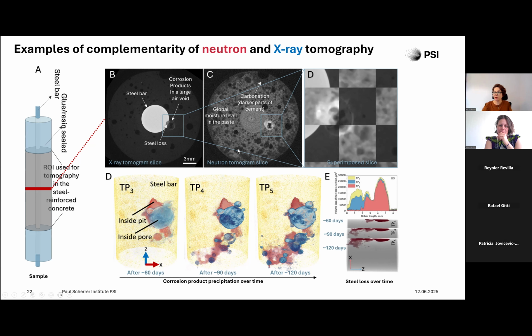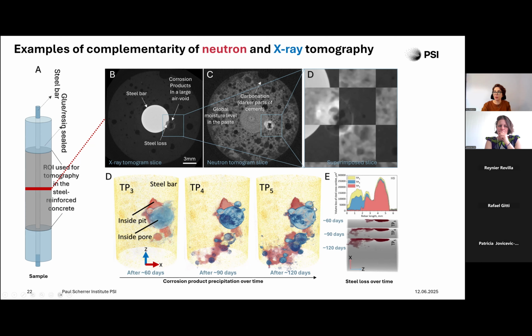As you can see, for example, our sample has aggregates. The X-ray image does not show them, but with the neutron image we can see them. We can also visualize the corrosion products much better. And in the cement paste, we can visualize the background moisture levels better, which in principle is impossible with the X-ray image.